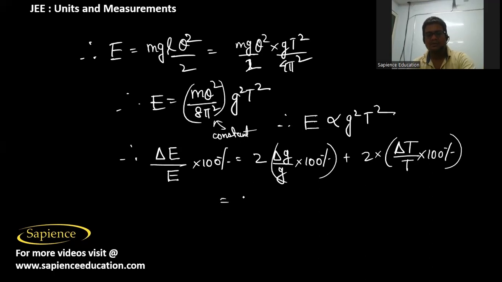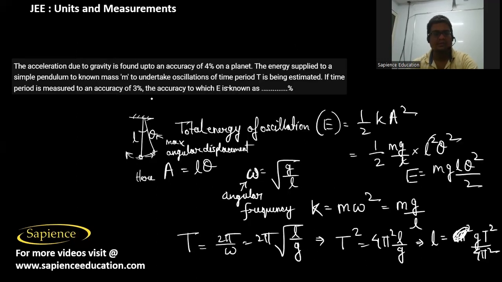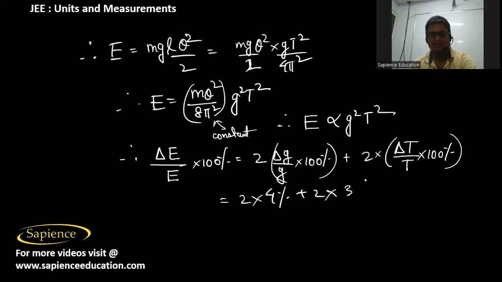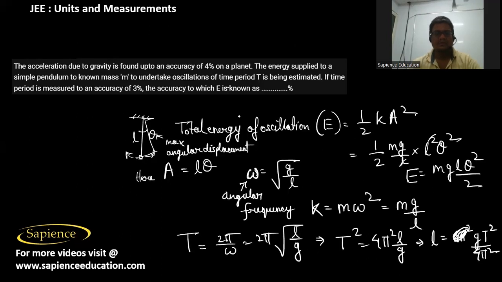So this will be equal to twice of the percentage error in G, that is 4%, plus twice of the percentage error in time period, that is 3%. So this will be 8 plus 6%, so that is equal to 14%. So the accuracy to which E is known will be 14%.